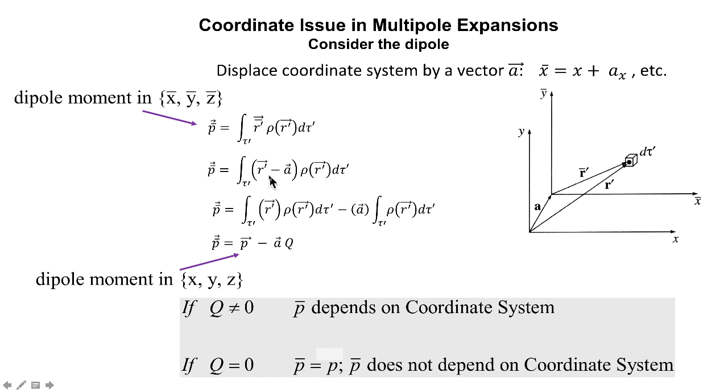Well, what you have here then is that this quantity right here is p. So it's the dipole moment in the xyz system. This right here is a constant, a, and this is the total charge in the charge distribution. We have this difference between the two dipole moments. This is in the hat system, this is in the xyz system, and they differ by this translation times the q. Well, if q is not equal to 0, then we would say that p depends on the coordinate system. If q is 0, then those are equal. So p does not depend on the coordinate system.